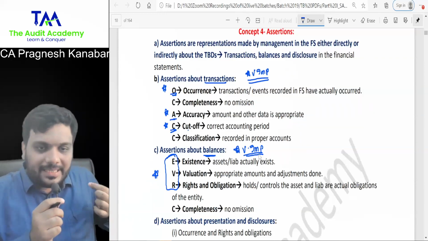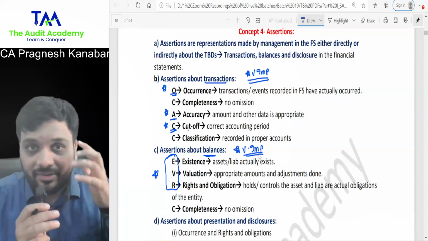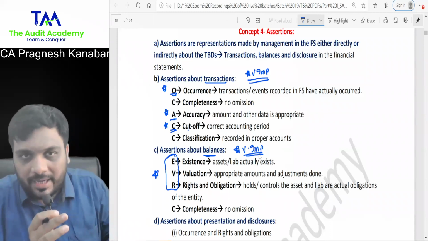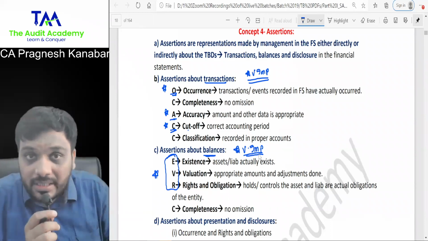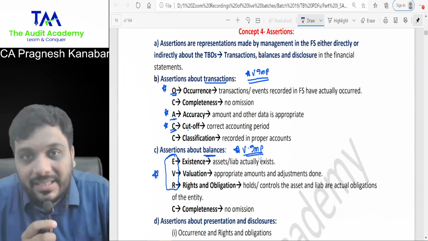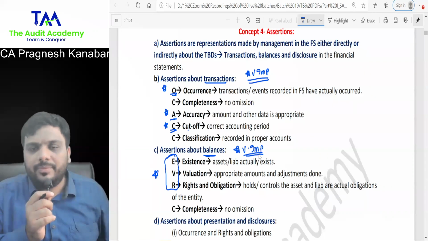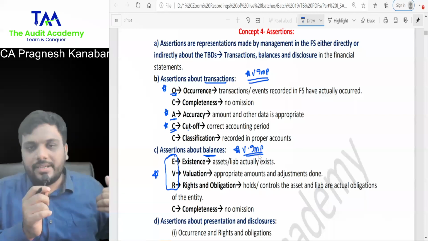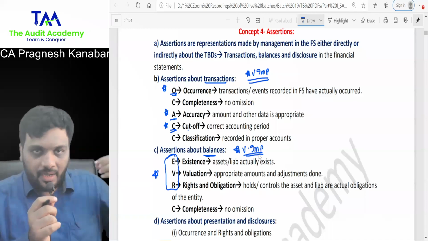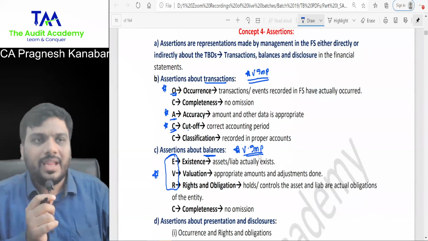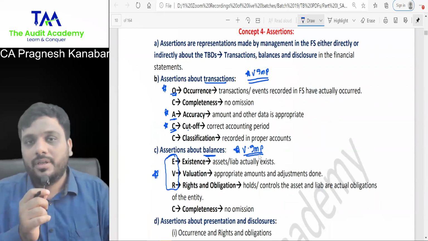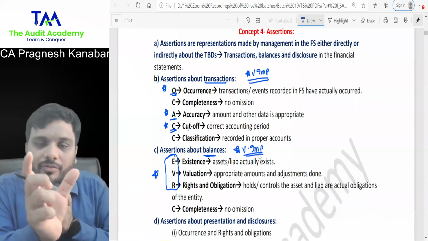If today I sell something to you, this is a transaction. Transaction always occurs. As on 31st March, if that amount is still receivable from you, that is a balance which exists. So balances exist, transactions occur. Come on, come with me. Balances exist, transactions occur. Today, the sale transaction occurred at 100 rupees and 18 rupees GST. So 100 plus 18, 118. This is the accuracy of the amount.